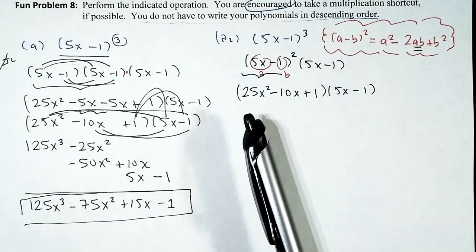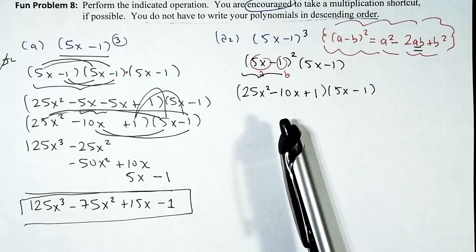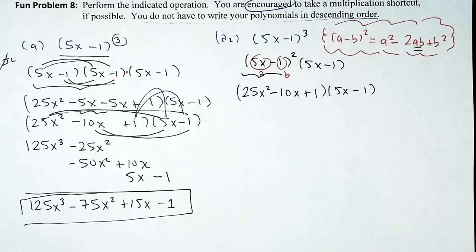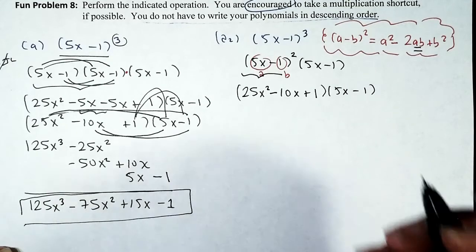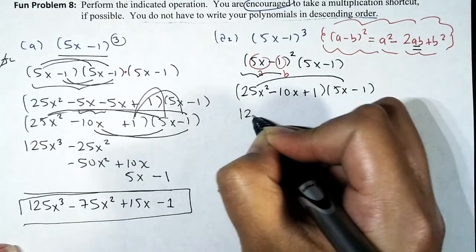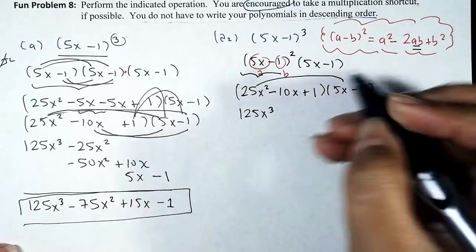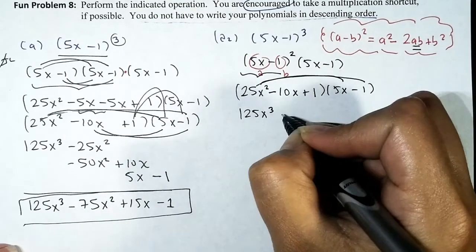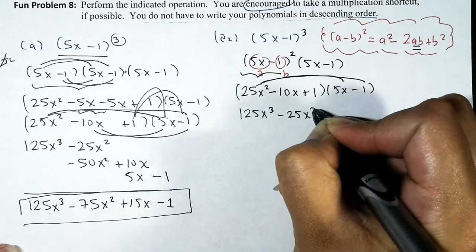How do we distribute a 3-term expression, or a trinomial? Same speech, one term at a time. This one is going to go a little bit faster because I'm copying my work. When we distribute the 25x squared, that will give us 125x cubed. Next product will give us minus 25x squared.